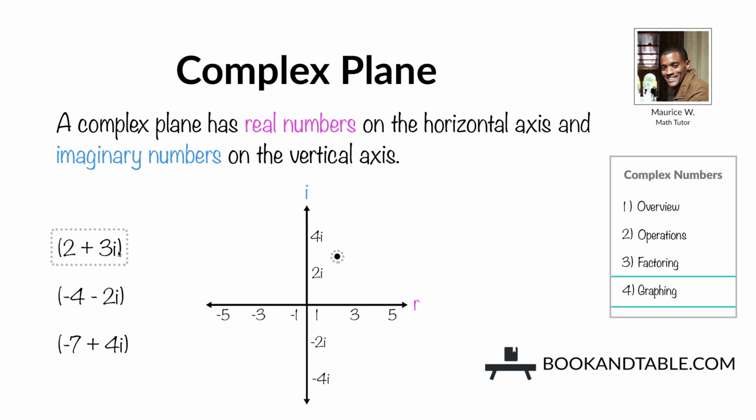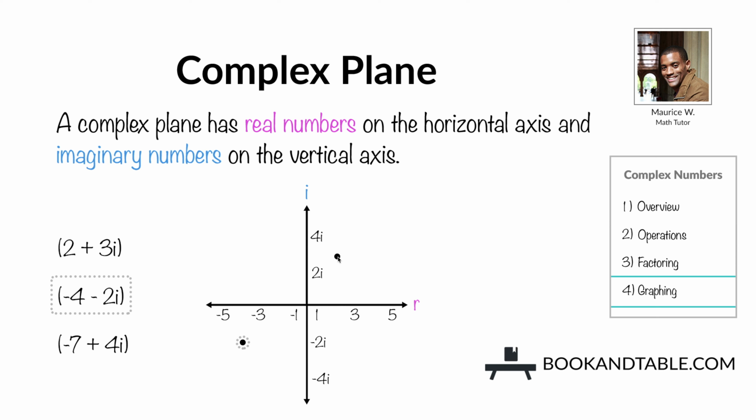So now we can graph a complex number such as 2 plus 3i as a single point on a complex plane. You go along the real axis to +2, and then you go up along the imaginary axis to +3i. So this point here would represent the complex number 2 plus 3i.